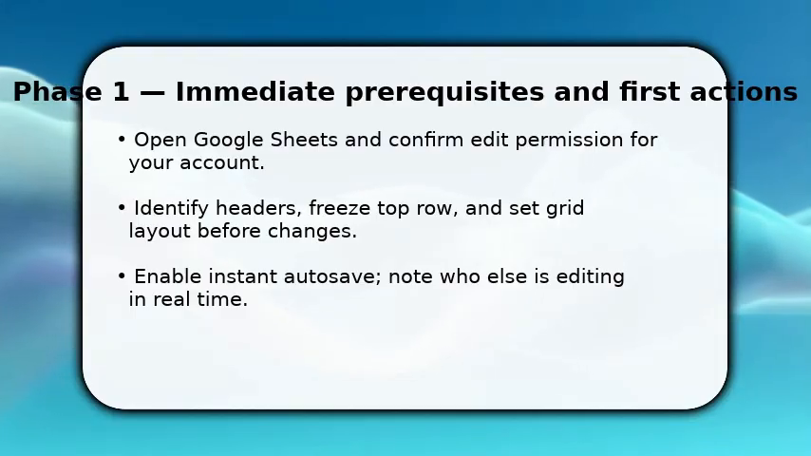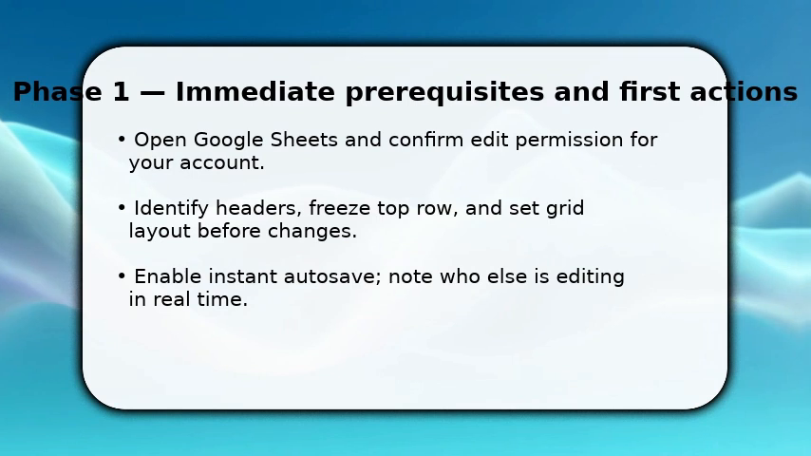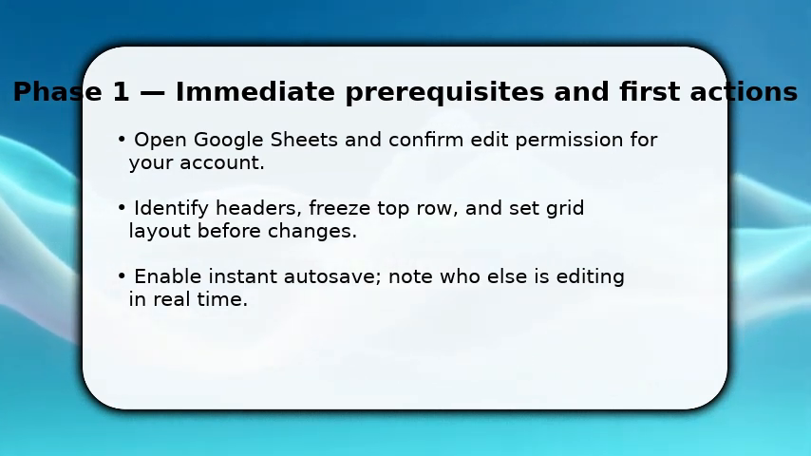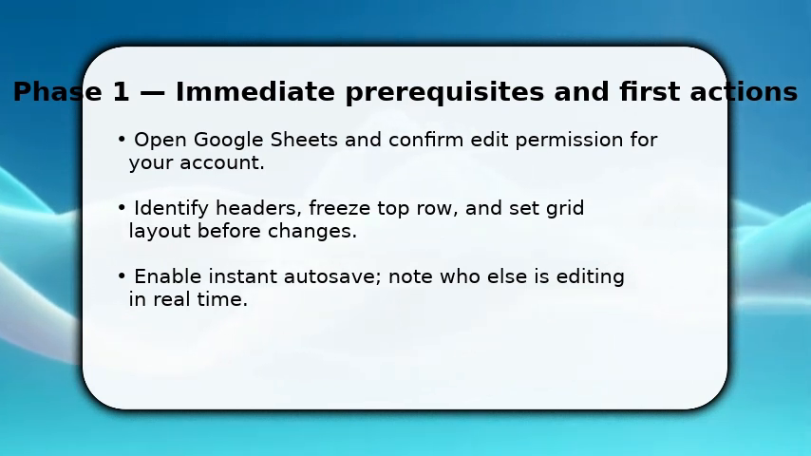You have the sheet open and permission. Start now. Click the header row and freeze it so column labels stay visible while you edit. Next, check collaborators in the top right, and coordinate edits to avoid conflicts. If you need structure, insert a blank column or row and set data formats like date or number before pasting.